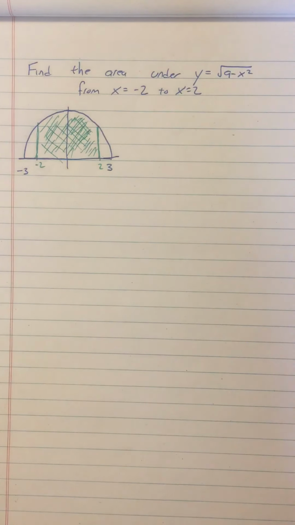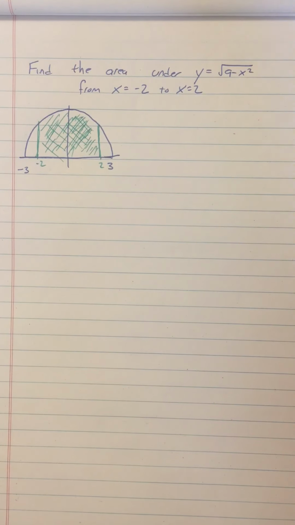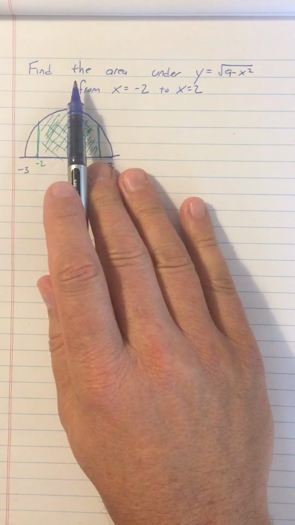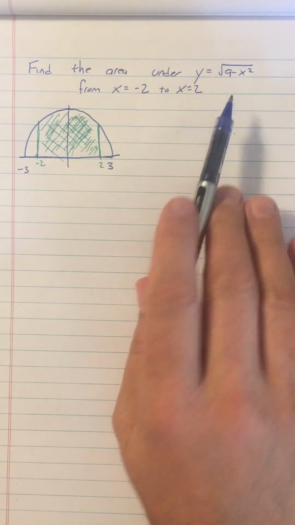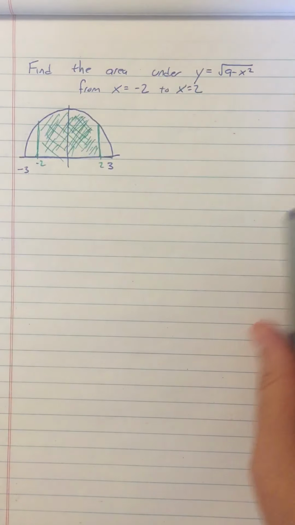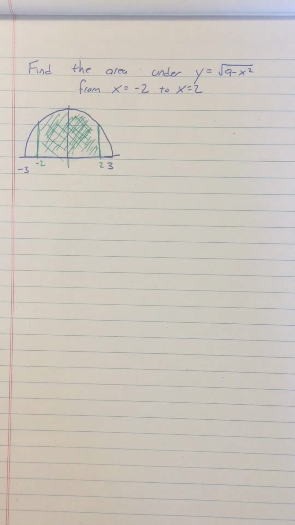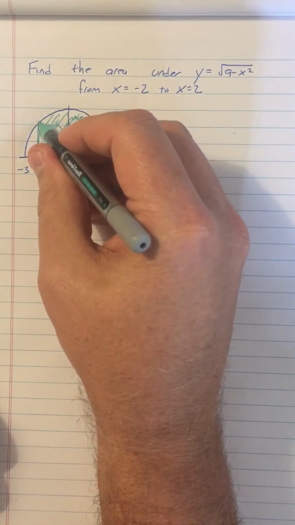Okay, so now we're going to use this integration technique of trigonometric substitution to find some other kinds of areas. So here's one we want to find: the area under the curve square root of 9 minus x squared. That's a semicircle of radius 3. We see the circle here in blue, and we want the area from x equals negative 2 to 2.